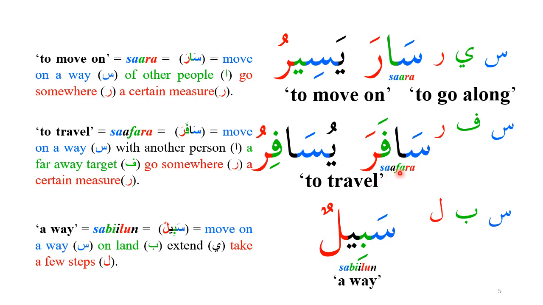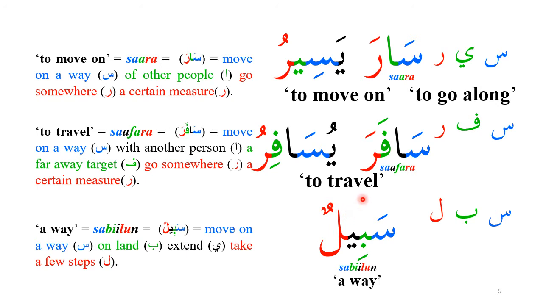But Safara, this is the type 3 kind of verb. Safara yusafiru, to travel. And here you see the sin and ra is there already. So we know this has move and a certain measure. And then fa is the target. Fa is the object shape. So safara, to travel, means to go somewhere, to move on for a target that you have in mind. Something you want to do over there. You have a specific target in your mind and you want to go there.